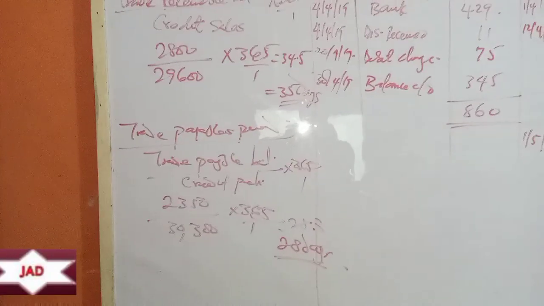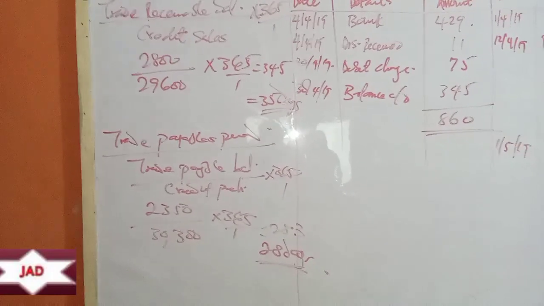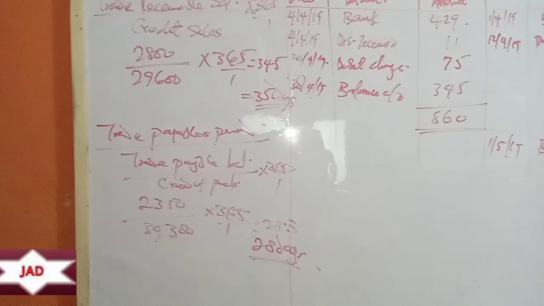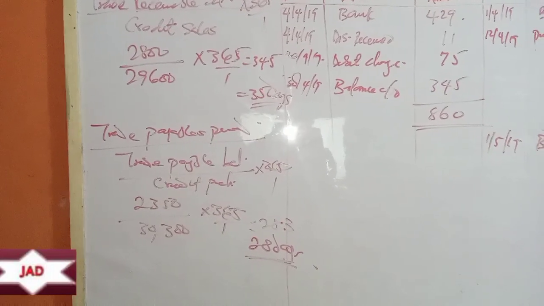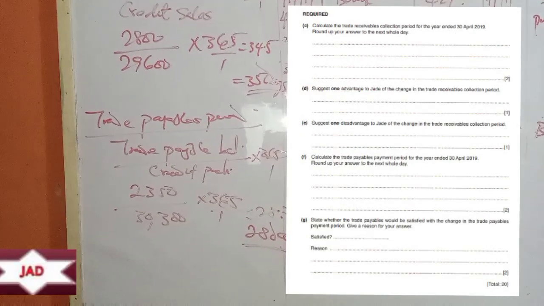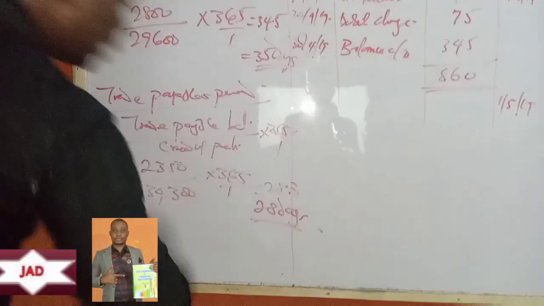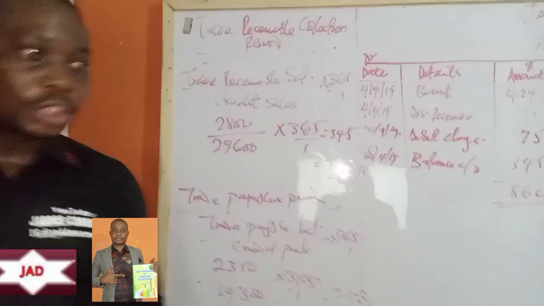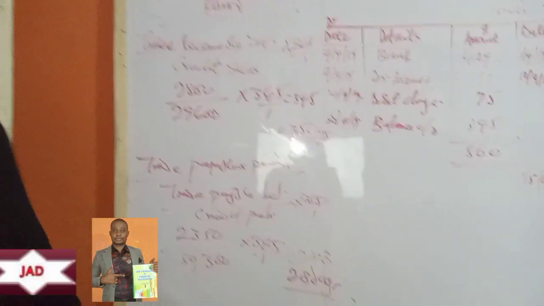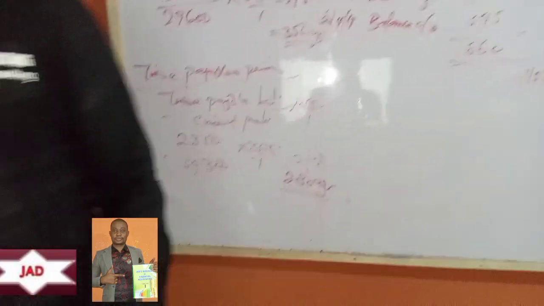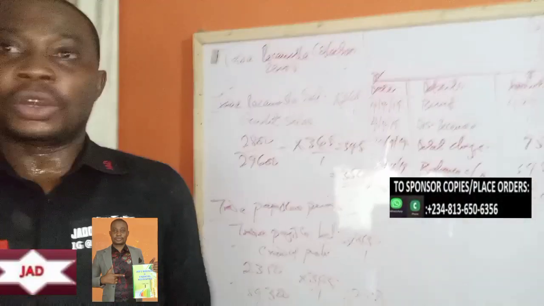So they are asking that we should give a reason for the answer. So trade payables by our calculation is 28 days, but suppliers allow him 30 days. So if we look at the change, creditors will be satisfied that they are getting their money early. Okay, so it's a yes to the answer because creditors will get their money on time. Okay, so that is it on the question.